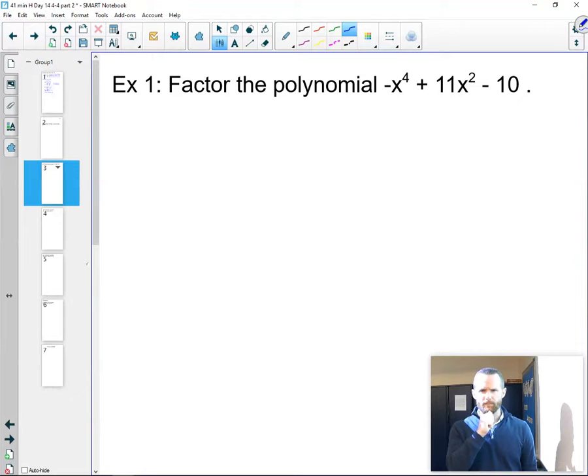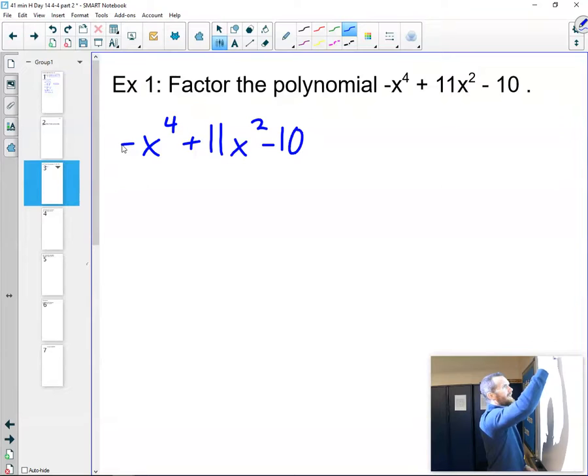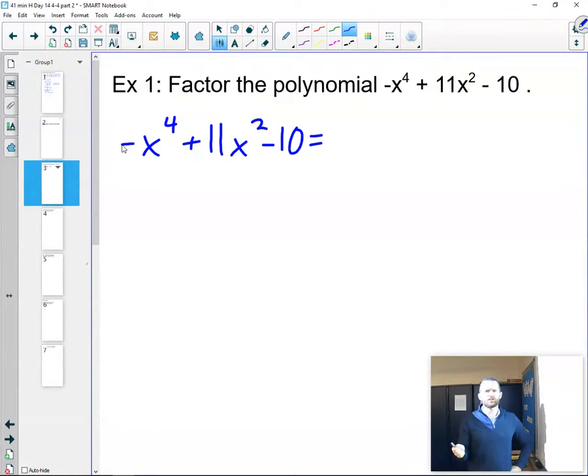So let's take a look at example 1. We got to factor the polynomial negative x to the 4th plus 11x squared minus 10. Well, the first thing I'm going to do, I'm going to write that right here. So it's negative x to the 4th plus 11x squared minus 10 equals. Let me see. The first thing we should look for is a GCF. And initially it doesn't look like there's a GCF, but I don't like that negative in front.